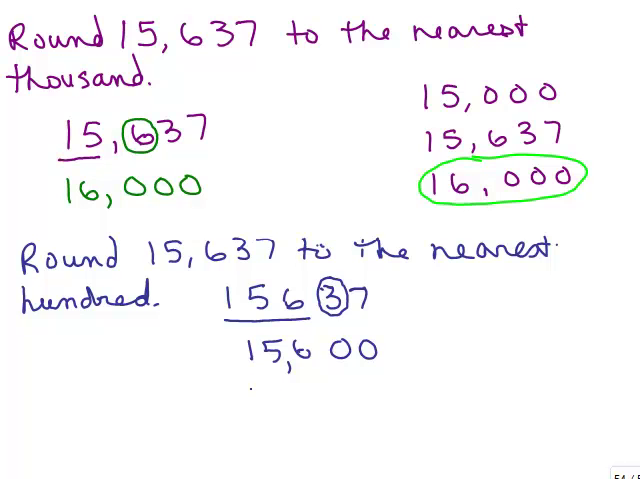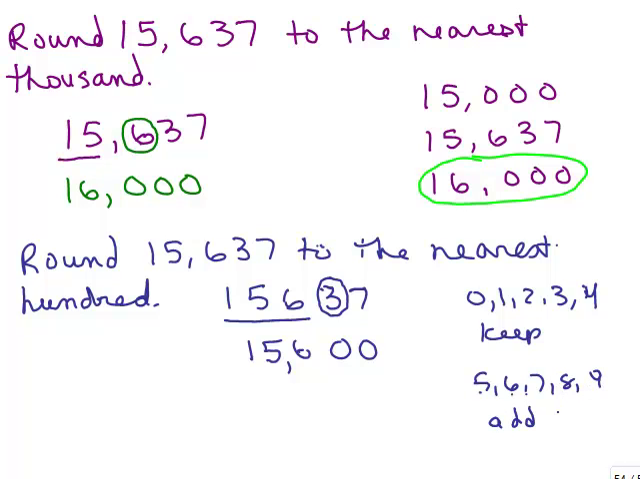So this rounds to 15,600. Now, it sounds funny. We're rounding to the nearest hundred. What the real question is, how many hundreds is that close to? It's close to, sounds funny, but 156 hundreds. That's really how you could see that number, although we actually read it as 15,600. So the circled number, if it's a 0, 1, 2, 3, 4, we keep it the same. If it's a 5, 6, 7, 8, or 9, we add 1 to that place value, whatever it happens to be.